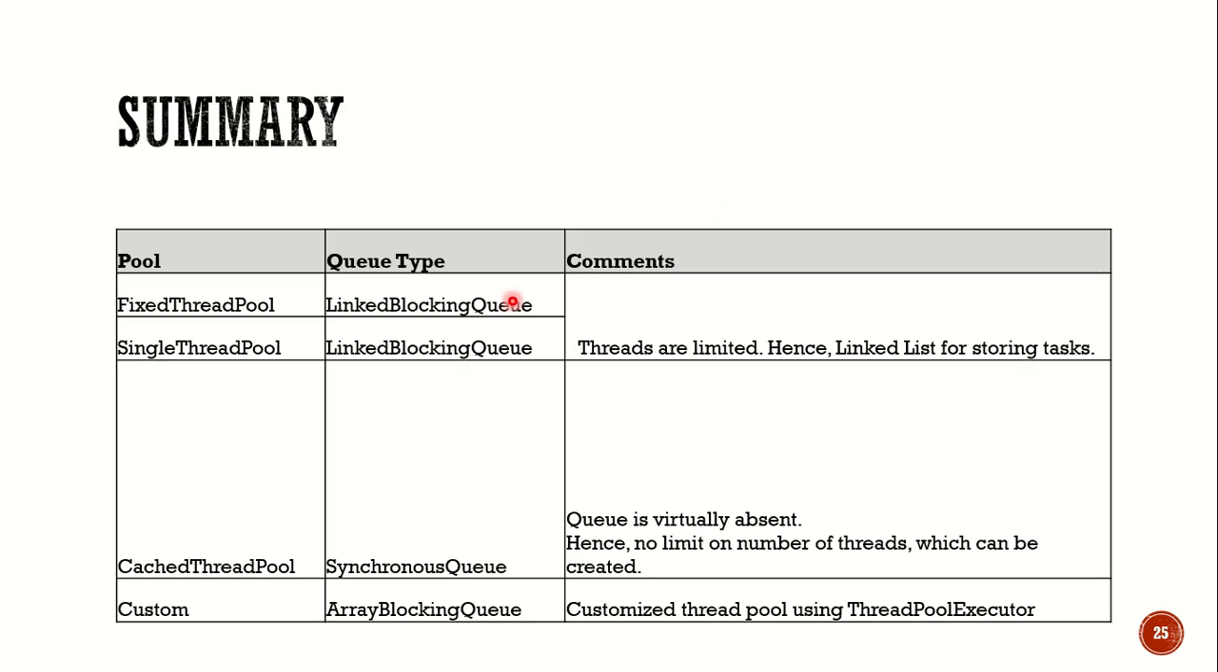So what have we learned? We have learned that Java provides us fixed thread pool and single thread pool, which use a queue type of linked blocking queue. And since the threads are limited, we are using a linked list for storing the tasks. Java also provides a cached thread pool, and since it is using a synchronous queue, which is a queue of size 0, which means the queue is virtually absent, there is no limit on the number of threads which can be created. And if we are interested in creating a custom thread pool, we can do so by using the thread pool executor constructor. That's it.